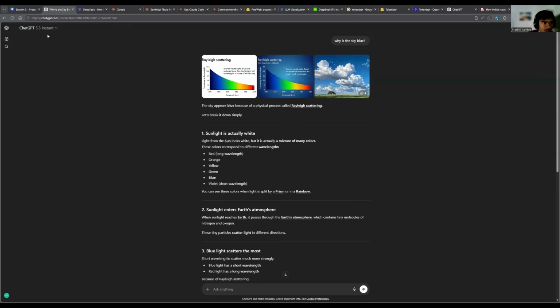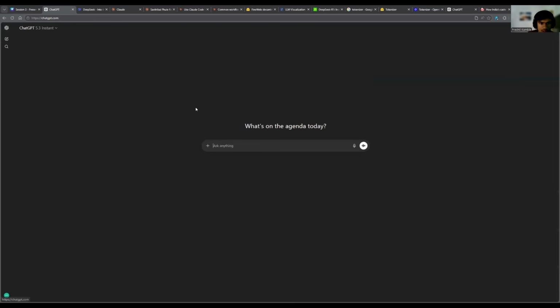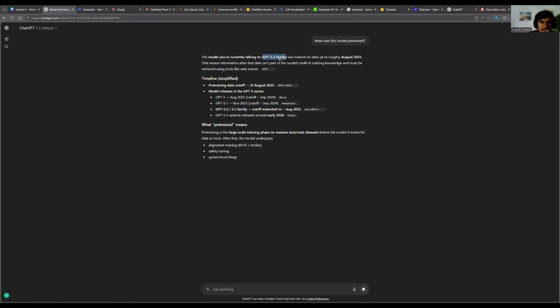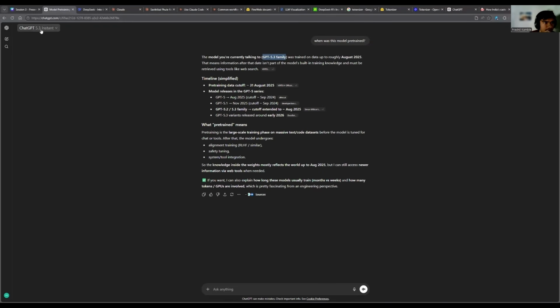And that's why when you come to ChatGPT, let's ask ChatGPT. We can say, when was this model pre-trained? Let's see what it has to say. The model currently talking about is GPT 5.3. I see it's 5.3, and I used an instant mode because I want a quick answer. I can't wait for the thinking mode because we are in the session right now, so it's better to have a quick answer. So I used an instant mode from this drop down.